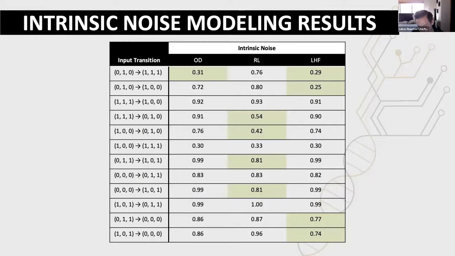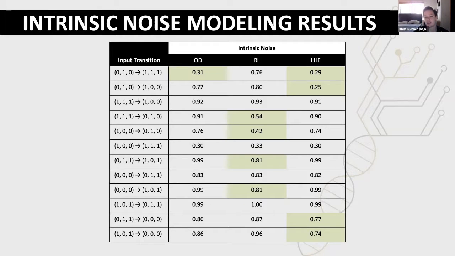Okay. So if we now look at our designs, here we have the 12 input transitions that we were looking at, and we have a probability for the glitching behavior. So it's not too important about the numbers or probabilities. What's more important about the intrinsic noise modeling is that we can see that the redundant logic design and the logic hazard-free design do better than the original design, which is shown by the green shaded areas. Those are the ones that do best for the input transition.